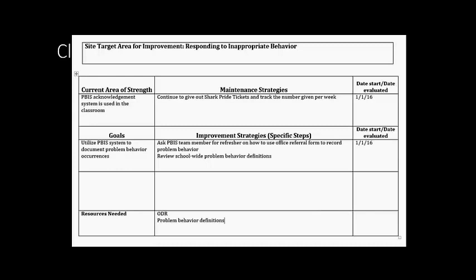So they had an area of strength. They were using their pride tickets, or sharp tickets in the classroom, but they also weren't documenting problem behavior occurrences appropriately. So the teachers worked in their grade level teams and identified their own improvement strategy for how they might address that.